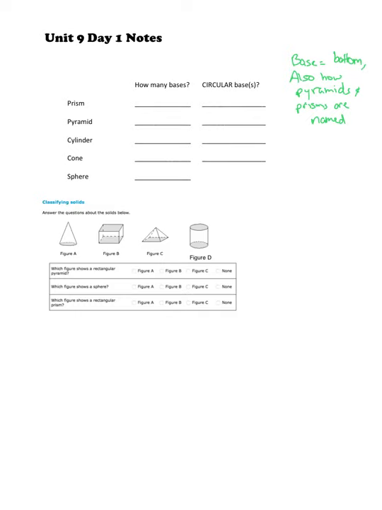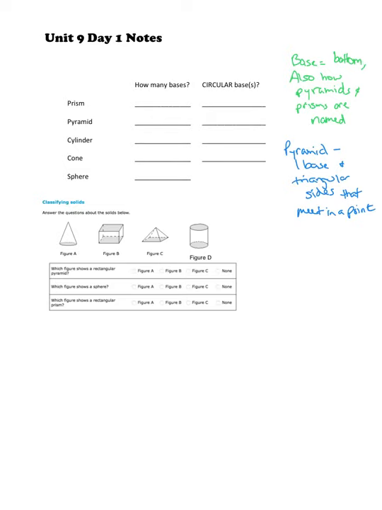Now, what's a pyramid and what's a prism? So here we go. I'm going to write all over these notes. A pyramid is a polygon, well, a three-dimensional figure. It has one base and triangular sides that meet at a point. Okay? A pyramid has one base, it's a polygon, and triangular sides that meet at a point.